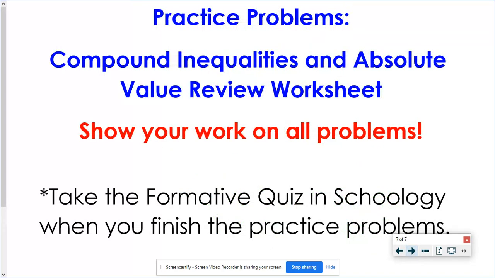The rest of that worksheet, so we just did 3 of the 12 problems. You have 9 problems left. Some of them are just compound inequalities, which we have now spent a great deal of time on. And some of them are the absolute value equations that you need to solve. Make sure that you're showing your work. It's quite a bit of work to show, especially on those absolute values, because we get 2 equations. When you finish with that, make sure that you take the formative quiz that's in Schoology and let me know if you need any help.